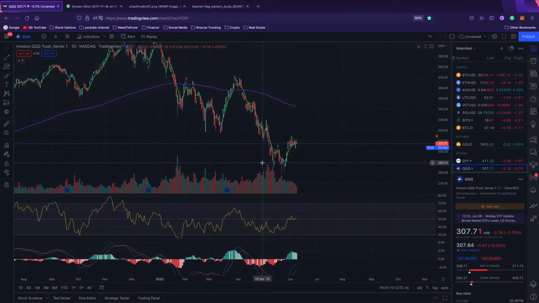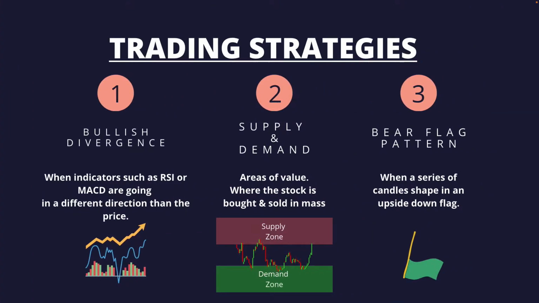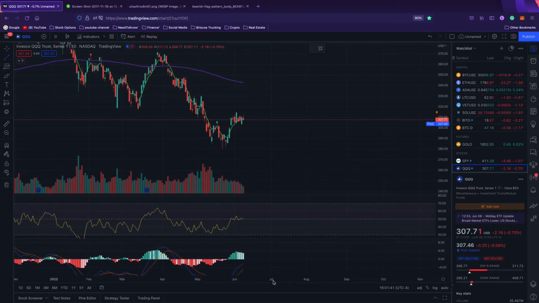So right now we're looking at QQQ and we're looking at the daily chart. So what we're going to look at first is the bullish divergence. So like I said, when indicators such as RSI or MACD are going in a different direction than the price. So let's take a look at this. Okay, so this is your RSI and this is your MACD and this is your price. So here's a perfect example. Let me zoom in a little bit.